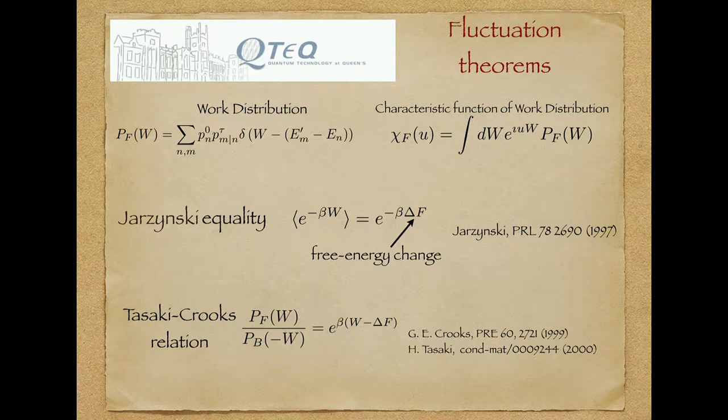So historically, Jarzynski found a relation for the classical stochastic thermodynamics case, and Crooks derived his relation for a classical process. Later on, Jarzynski extended the argument to quantum dynamics, and Tasaki proved the validity of Crooks' relation also in the quantum domain. Now, this is my take of it.